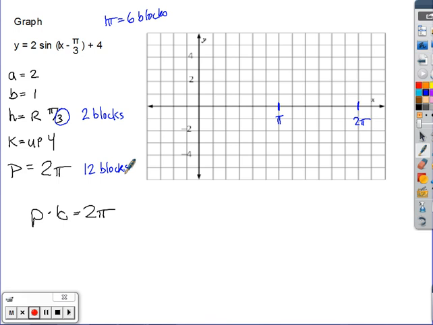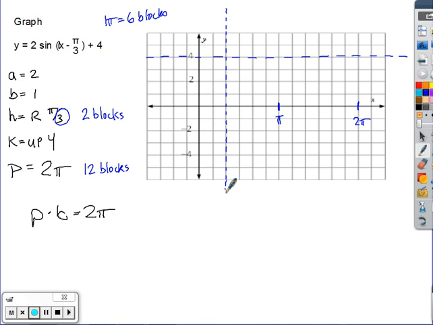All right, the next step will be to plot my vertical shift of up 4. I represent that with a dashed line. That's sort of like a new x-axis. Okay, that's going to represent my new center line for my curve. And right pi over 3, we said that's 2 blocks. So you see the advantages of labeling these in blocks. It just makes the process a little bit easier.